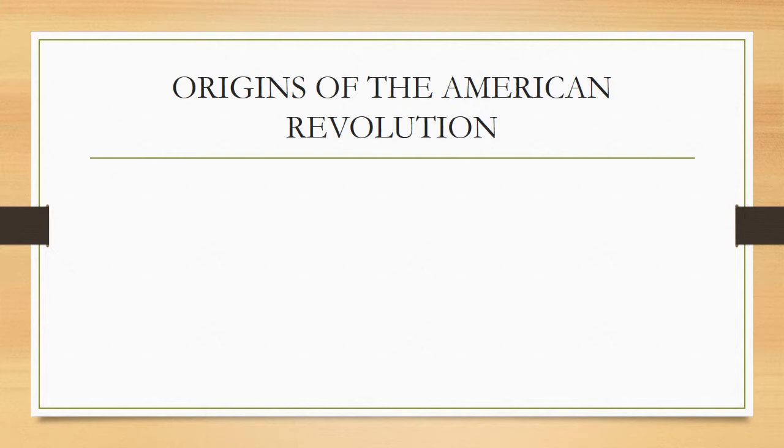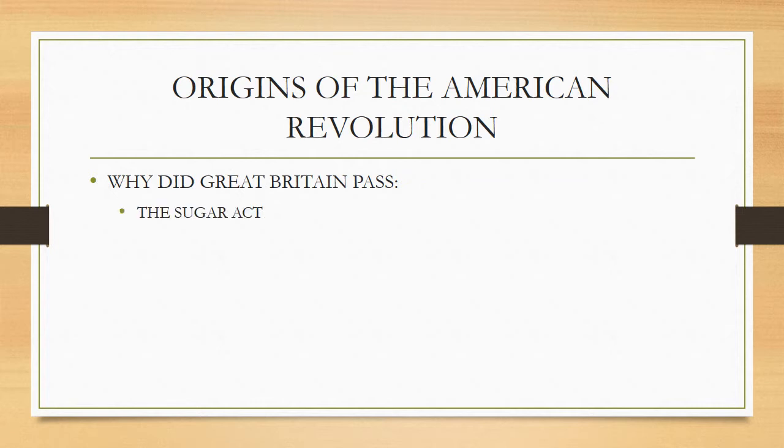So then we look at the origins of the American Revolution. And one of the things we're going to see is that Britain attempts to raise money from the colonies in a number of different ways. And they're going to pass a number of laws: the Sugar Act, the Stamp Act, the Tea Act. And you'll definitely want to know why Great Britain passed those laws. Were they trying to just be mean? Were they just thinking, hey, let's be jerks to the colonies? Or did they have some larger motives?